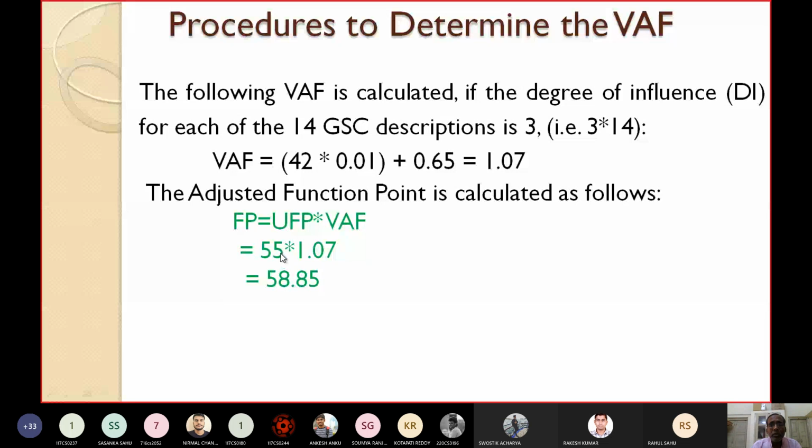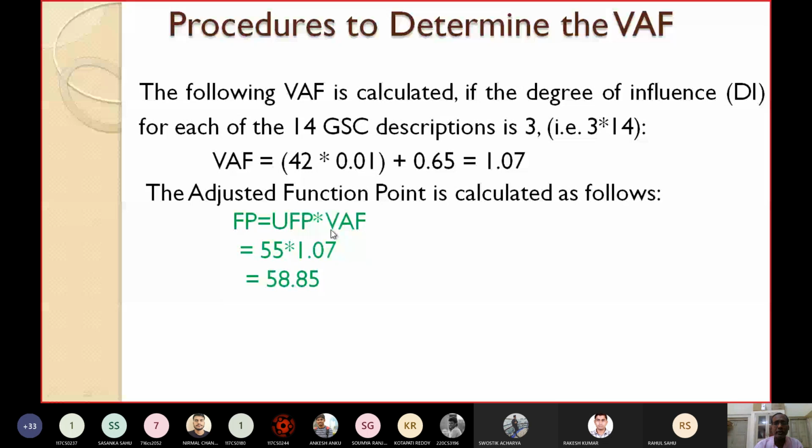We have found out the overall general system value, their influence value, and multiply that, so that we can see that the value of the adjusted function point is coming to be 58.85. This we have got by multiplying the unadjusted function point with the value adjustment factor. Okay, this is how you can compute the adjusted function point.